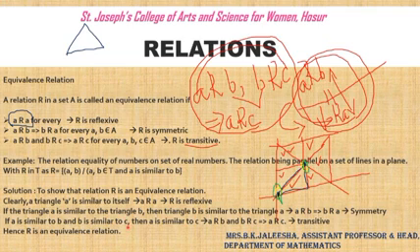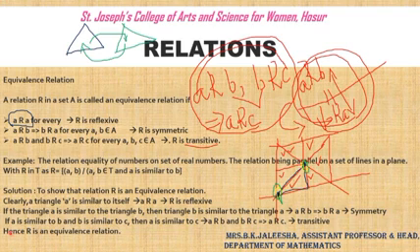Next, we need to check the second property, symmetric. Symmetric means what is the definition? A related to B implies B related to A. So if the first triangle is similar to the second triangle, then automatically the second will also be similar to the first one. So symmetric is also obviously true for similar triangles.